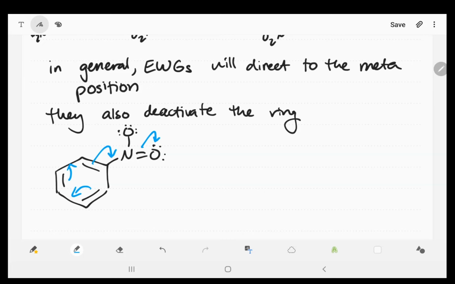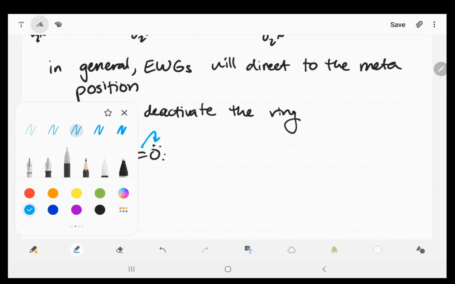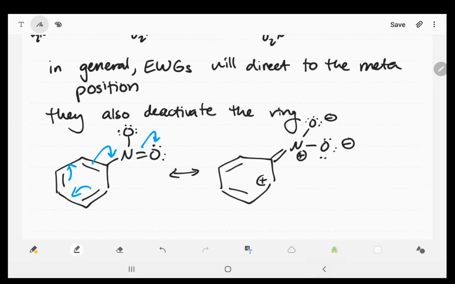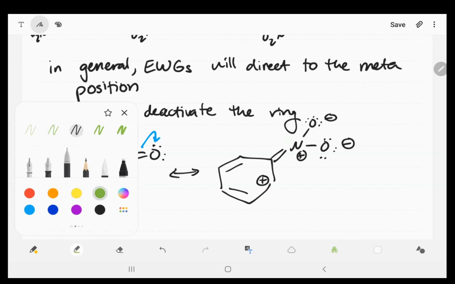We end up making our ring positively charged. If we just resonate like this, if we do this resonance, what do we end up with? We end up with a carbocation. Remember when we resonated the oxygen in the phenol, we ended up with a negative charge in our benzene? That's donating electron density to the ring, making it a better nucleophile. This is the opposite.